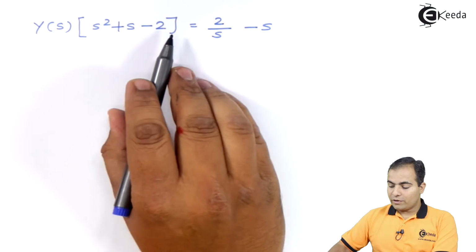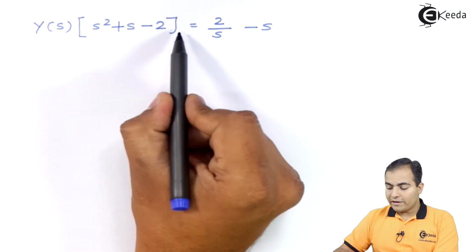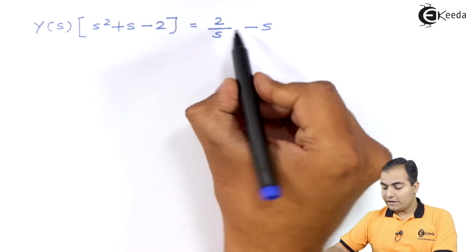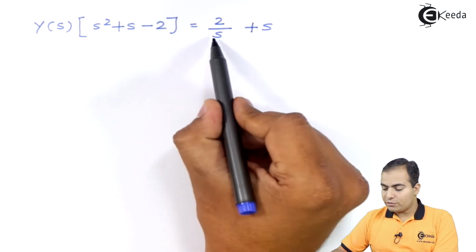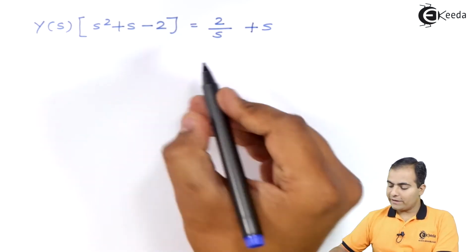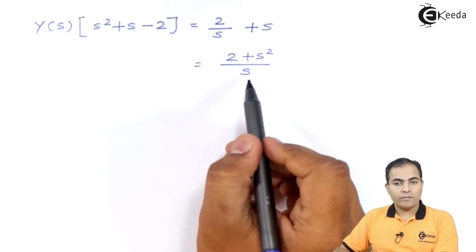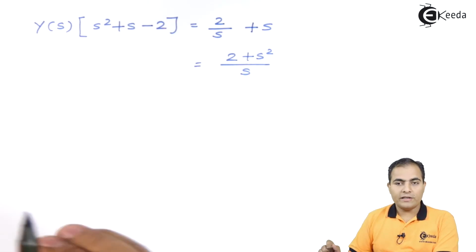Now what I've done, I have taken this minus s on the right hand side. Already we have minus s value on the left hand side. If we shift it to the right hand side, then that value becomes plus. So we have 2 by s plus s. Now just do the cross multiplication. What you will get? 2 plus s square by s, and this will be on the right hand side. What is on the left hand side? This whole equation will remain as it is.